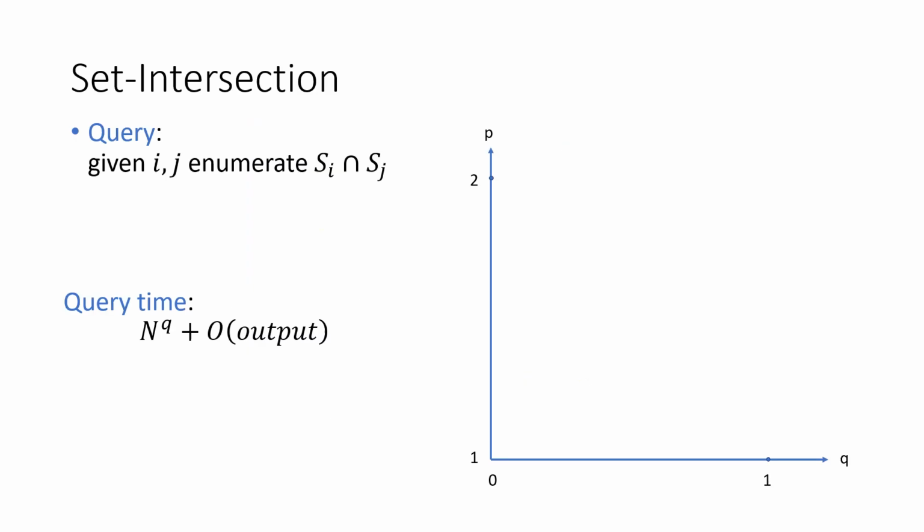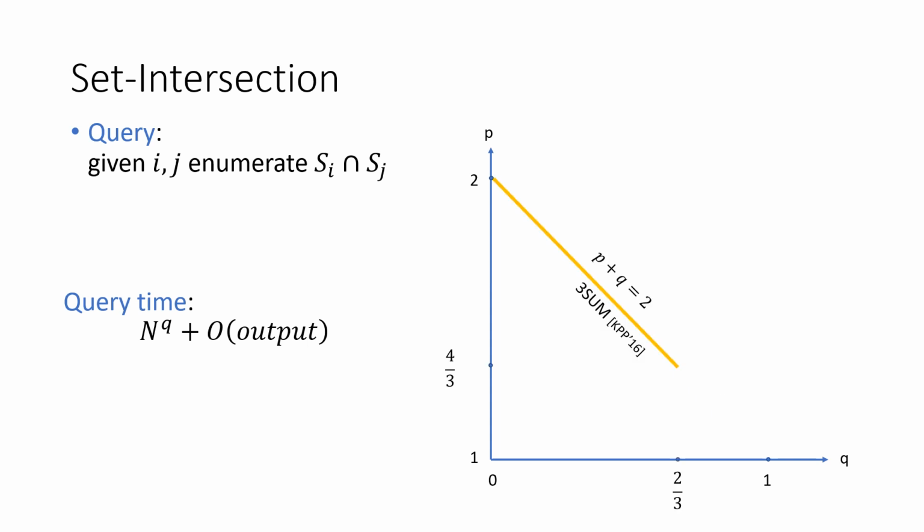For the last few minutes, I want to briefly mention the set intersection problem. This is a version of set disjointness where the goal isn't just to decide whether or not the two sets are disjoint, but rather we are interested in enumerating all of the elements in the intersection. We will only consider algorithms whose query time is n to the q plus something linear in the size of the output. When applying the heavy light algorithm that we saw at the beginning of the talk on the set intersection problem, we obtain the same upper bound curve of p plus q equals 2.